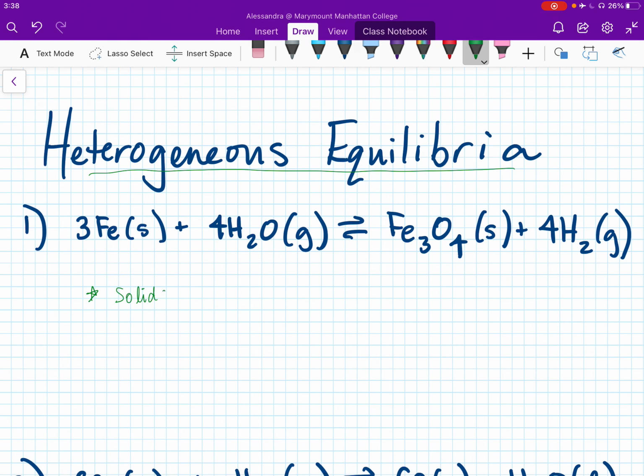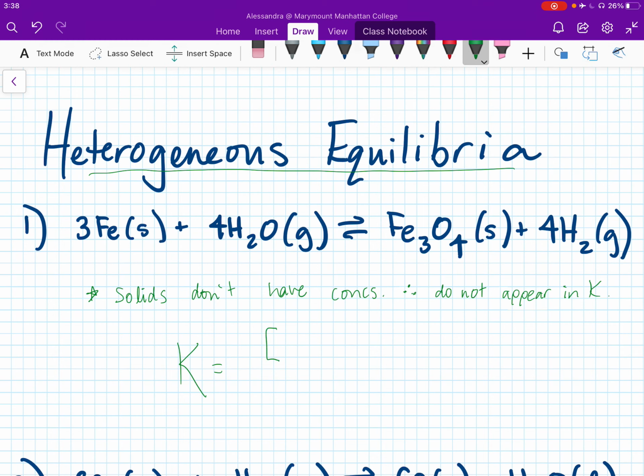Okay, so solids are pure solids. They don't have concentrations, therefore they don't appear in K. So solids don't have concentrations, therefore do not appear in the equilibrium constant. So when we write the expression for the equilibrium constant for this reaction, we just leave out the solids.